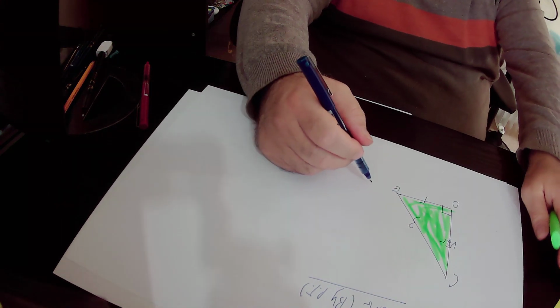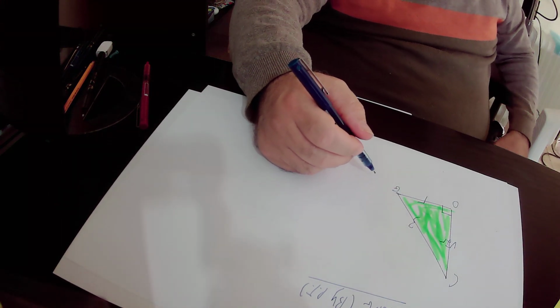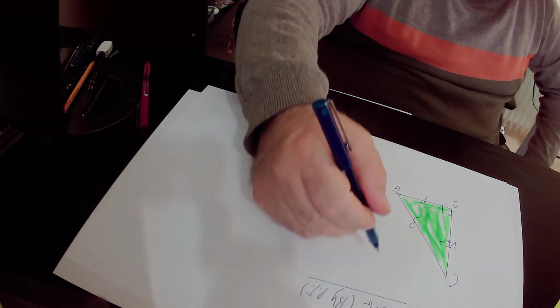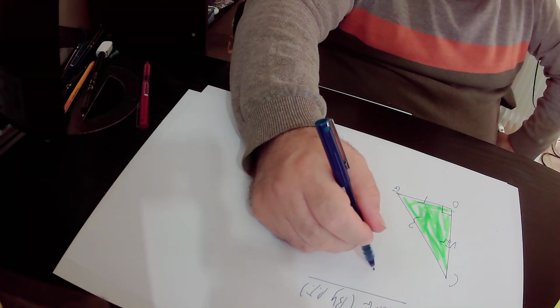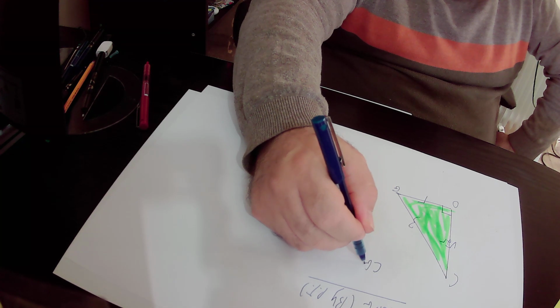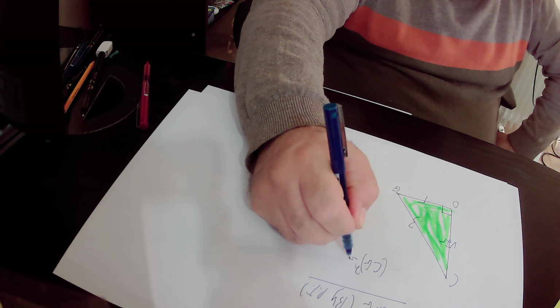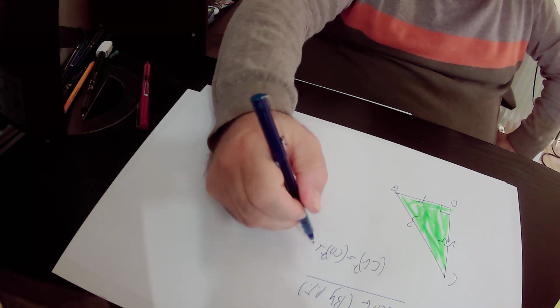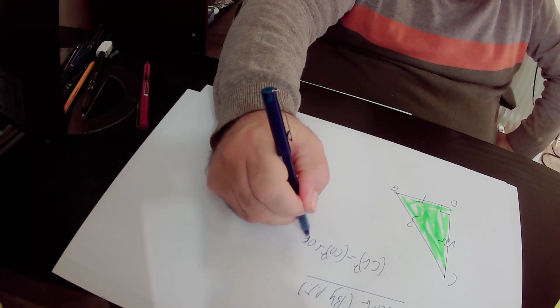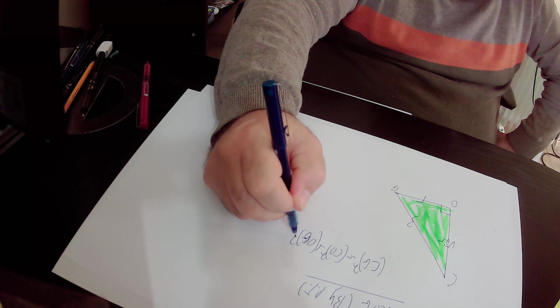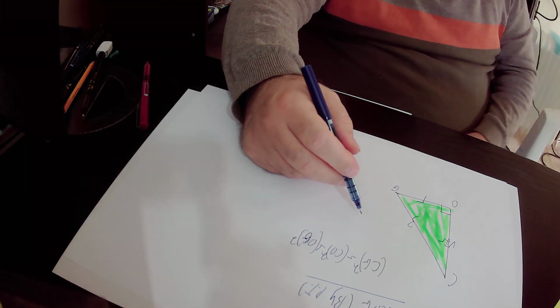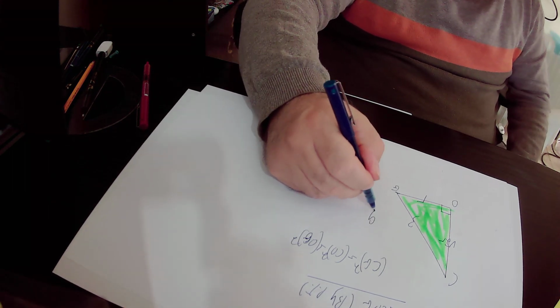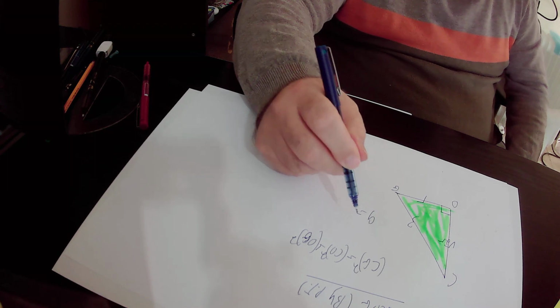We get that the square of the hypotenuse equals the sum of the squares of the perpendiculars. That is to say, CG square equals CO square plus OG square. CG is 3, so CG square is 9, and it equals CO square.